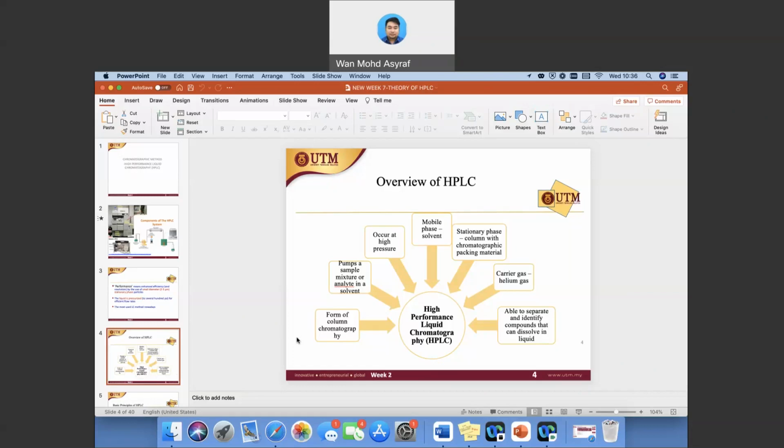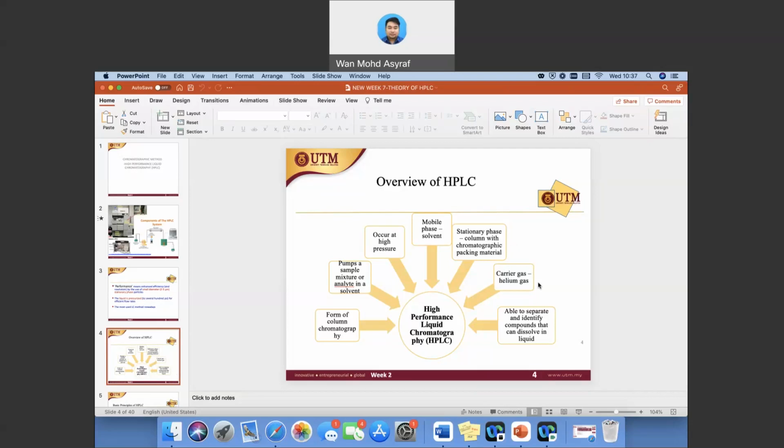HPLC pumps a sample mixture of analyte in a solvent. So this is what we have looked into in the schematic diagram. It uses pumps, where the pumps aid in delivering the mobile phase and the analyte into the column. So it occurs at a high pressure. The mobile phase in this case is the solvent. The stationary phase is a column packed with chromatographic material. We will look into the column later on.